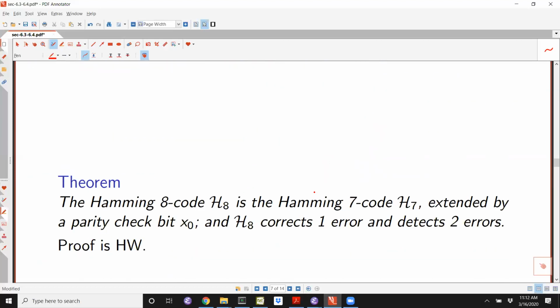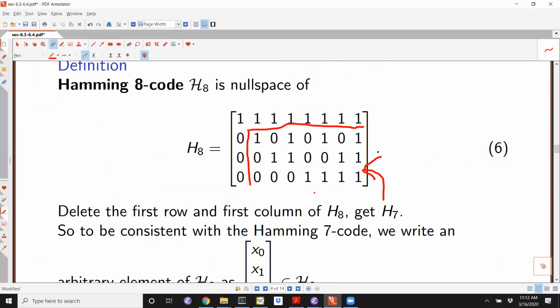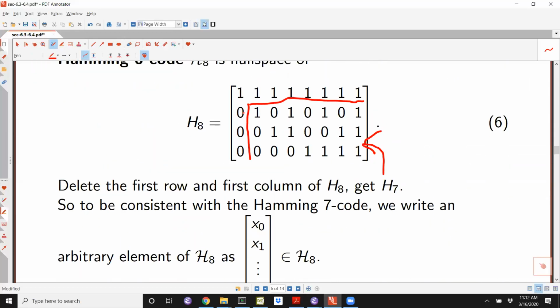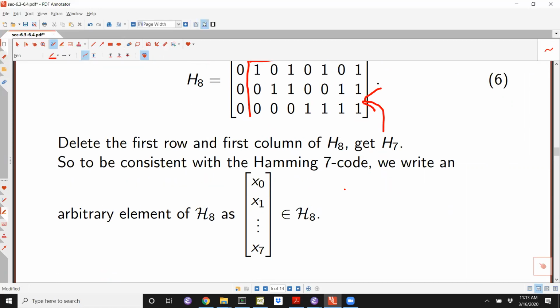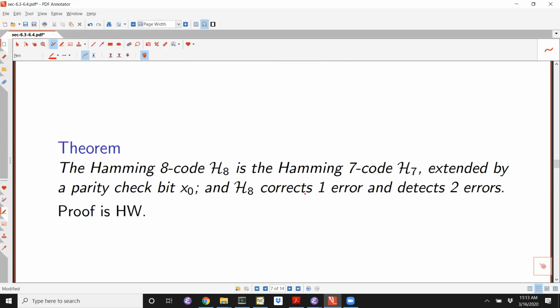And so here are the facts about Hamming 8. This is just a very quick introduction. All you really need to know in terms of the homework is that this is a binary linear code with this parity check matrix. And the fact that you're going to explain on the homework is that the Hamming 8 code, H8, is the Hamming 7 code, H7, extended by a parity check bit, x sub 0.